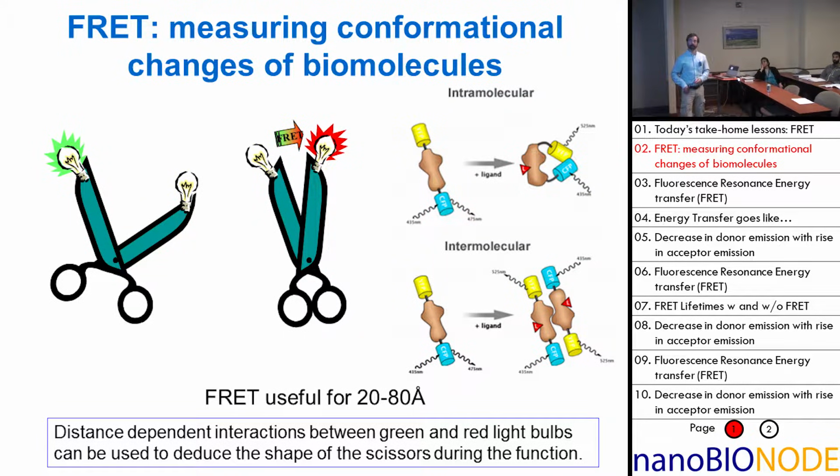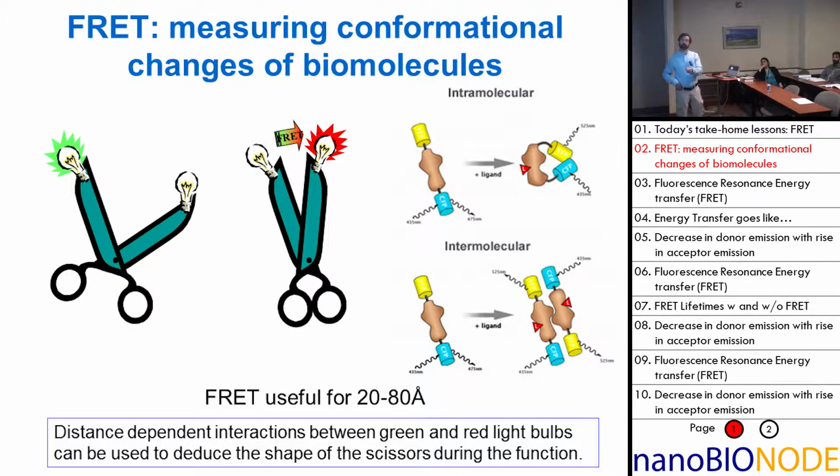red dye. However, if you bring them closer together, you have a red dye and a green dye. When you excite the green dye, it doesn't fluoresce. Instead, it transfers its energy over to the red dye, and the red fluoresces. So again, you can tell the distance between them by the amount of red and green.